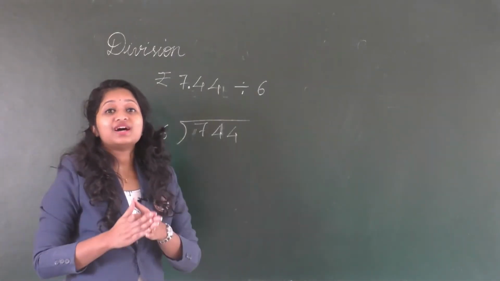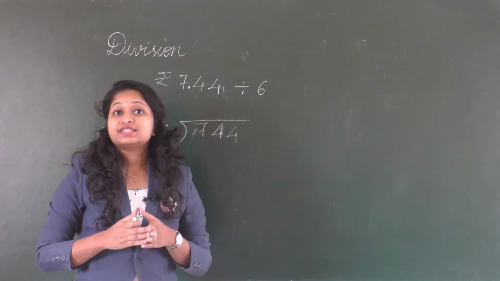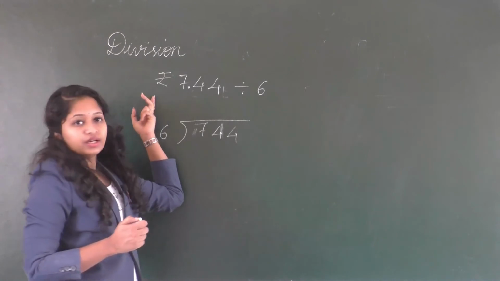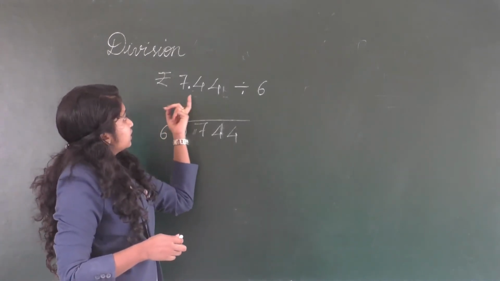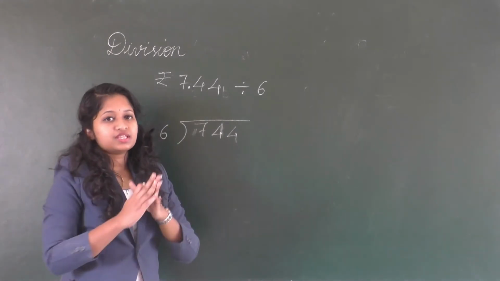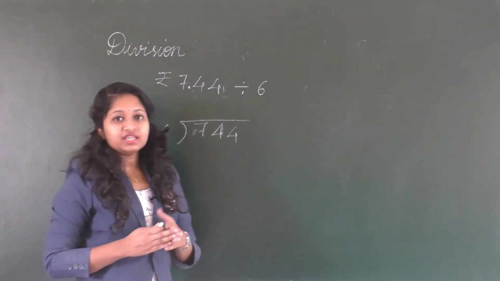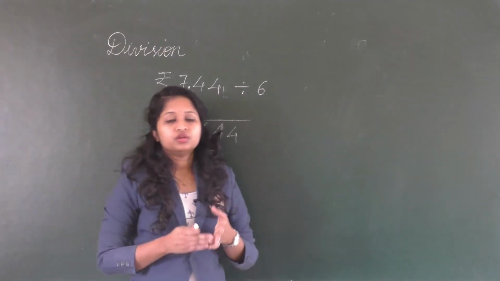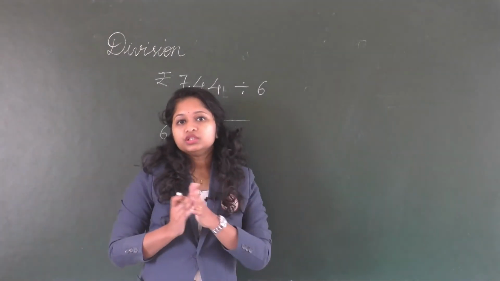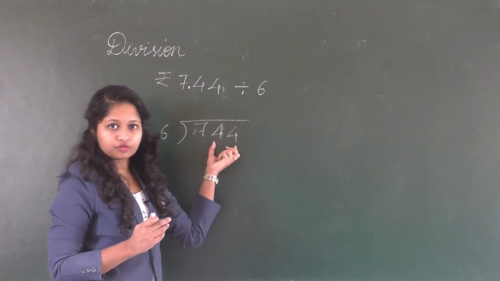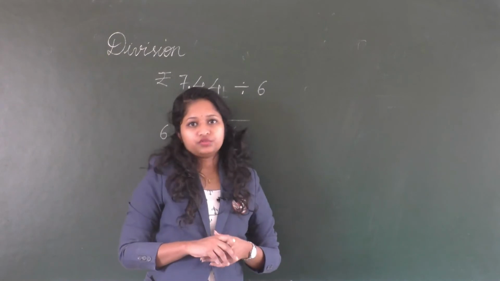Now let's move on to the last operation, which is division. So here I have rupees 7.44 divided by 6. 7 rupees 44 paise divided by 6. So in the case of division, what you have to do is remove the points like this. It becomes 744 and then do the division.